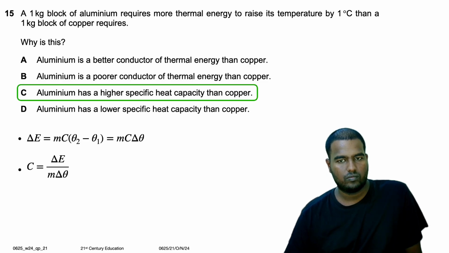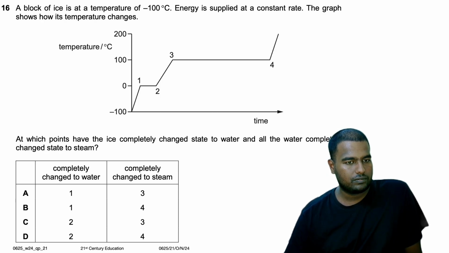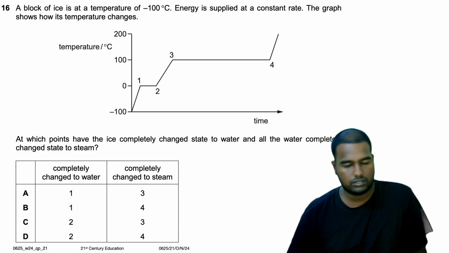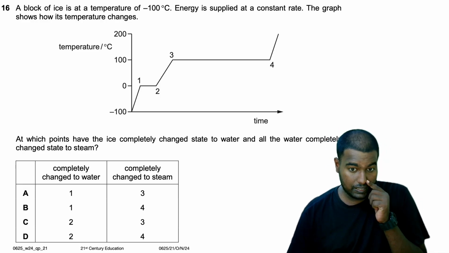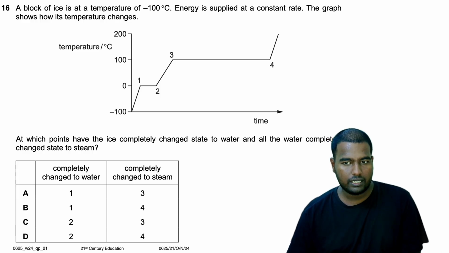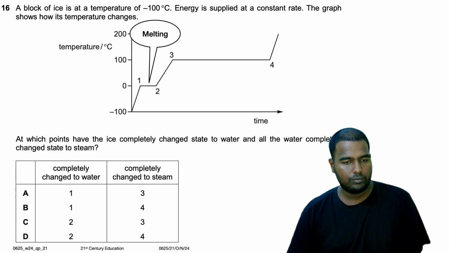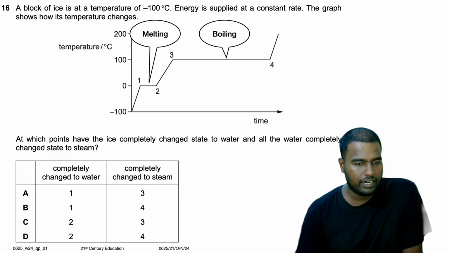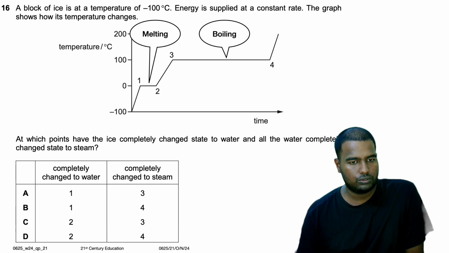Option C. A block of ice is at a temperature of minus 100 degrees Celsius. Energy is supplied at a constant rate. The graph shows how its temperature changes. At which points has the ice completely changed state to water, and all the water completely changed into steam? Whenever a change of state happens, the temperature is constant. So we have two constant areas. Between 1 and 2, it is constant while all the ice is melting. And between 3 and 4, all the water is evaporating or boiling. Completely changed to water is the end of 1 and 2, so it's 2. Completely changed to steam is the end of 3 and 4, which is 4. So 2 and 4, option D.